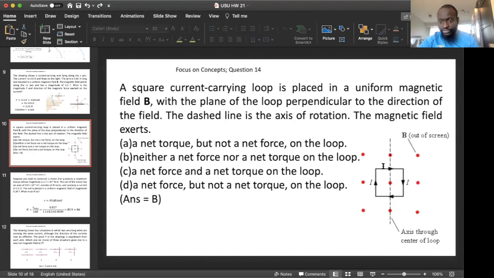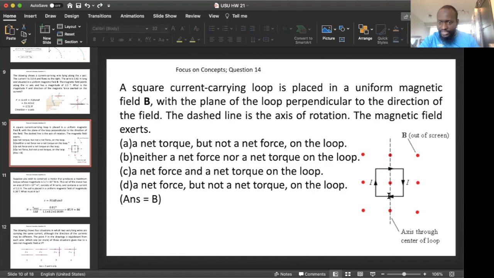So let's do I cross B, for instance. Say B is coming out of the screen. I want to get the force first, and I'll come to the torque. So I cross B would mean I going this way, B going out of the page. So I cross B, right out of the page, I'll be screwing out. So I'll be going down.